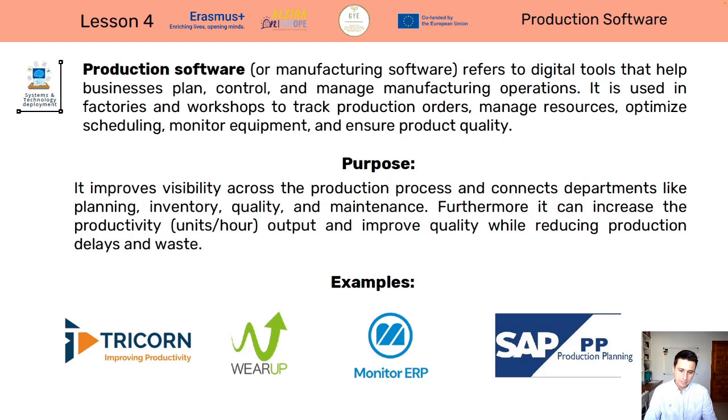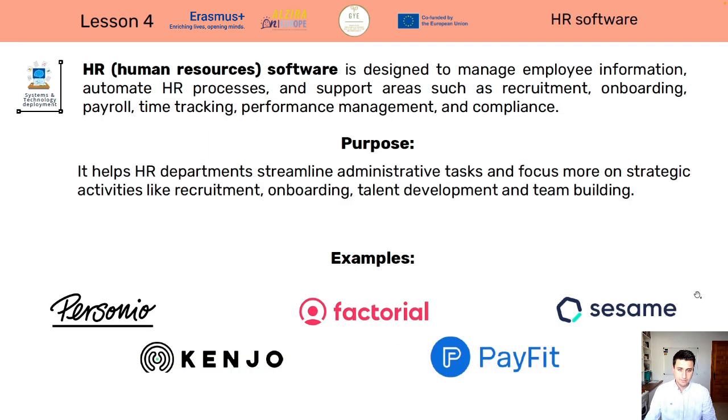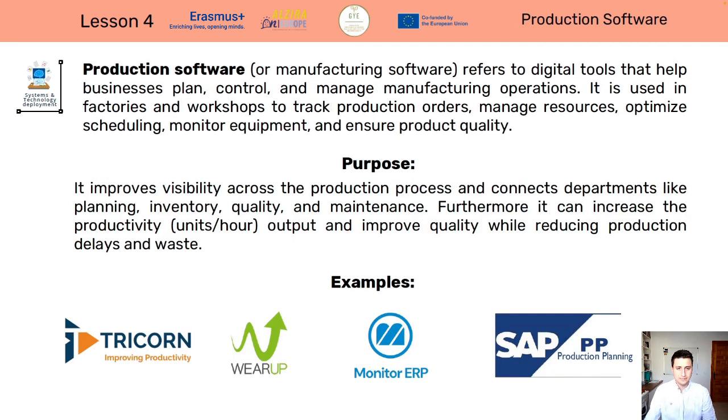Okay, and the main objective, as I said, the maximum goal is to increase the units per hour and the throughput that you are delivering. Okay, and also reduce production delays and deliver on time to the customer. Some examples are SAP production planning, Monitor ERP, and there is a specific production software for the shoe industry, which is called We Are Up, for example, and Tricorn is another case. Okay.